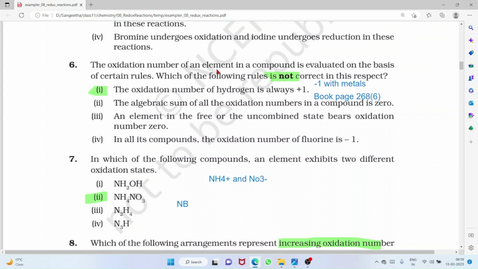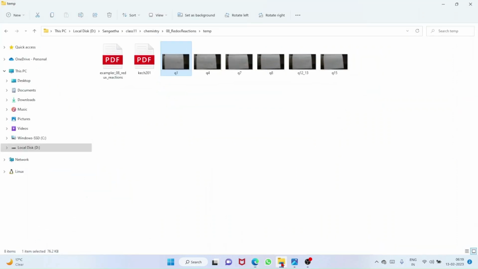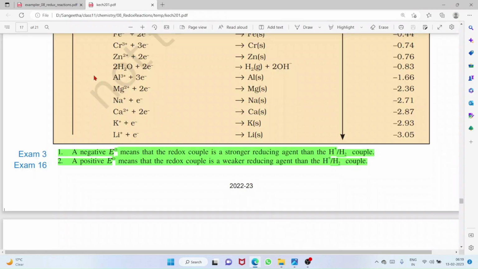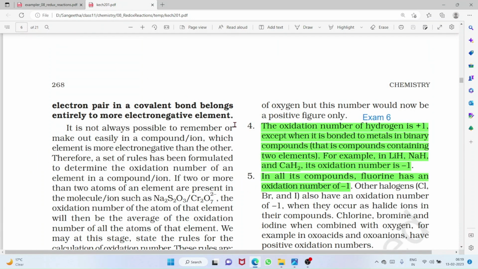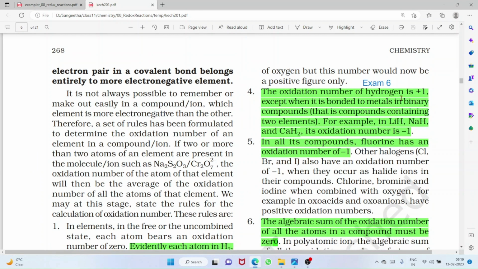The oxidation number of an element in a compound is evaluated on the basis of certain rules, such as I already showed you in the book, 6 rules. Which of the following is not correct? The oxidation number of hydrogen is positive one. This is not fixed. Only with non-metals is it positive one, but with metals it is negative one. That is also given in the book. See here, the oxidation number of hydrogen is positive one only with the non-metals.